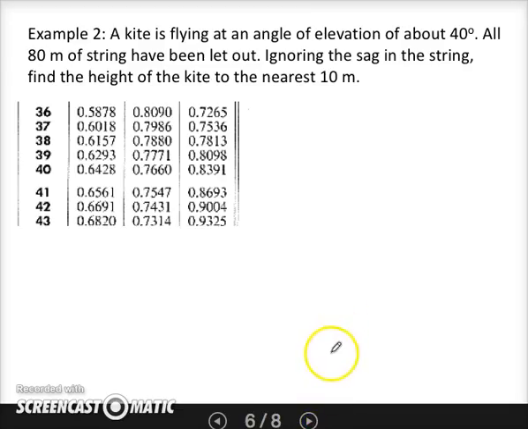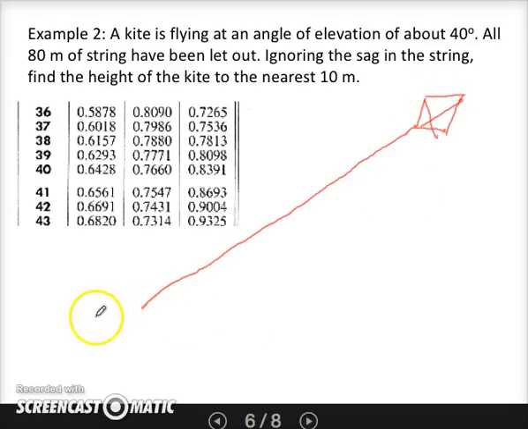Let's do one more example. A kite is flying at an angle of elevation of about 40 degrees. So I'm going to make my kite string and my kite way up high in the sky. Here's the ground. Well, the ground is probably somewhere down here because somebody has to be holding the kite. So I'll make my stick figure holding the kite. The angle of elevation is about 40 degrees.